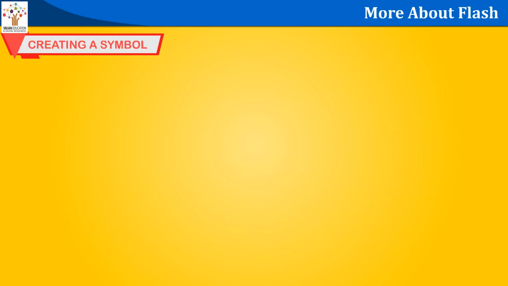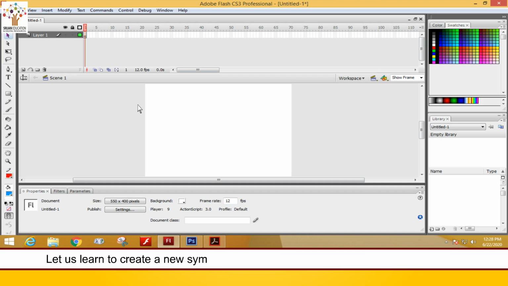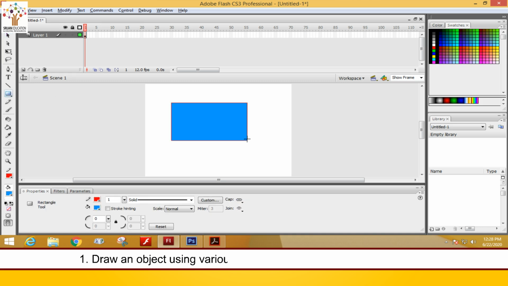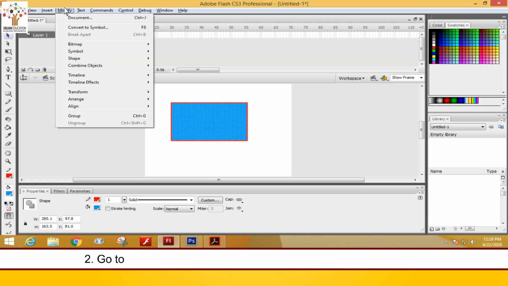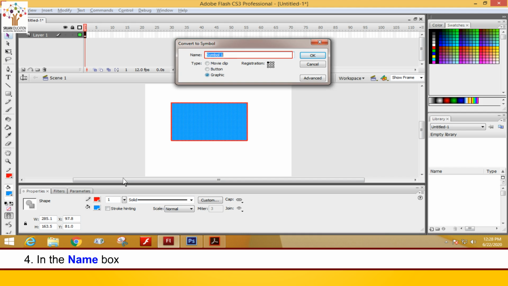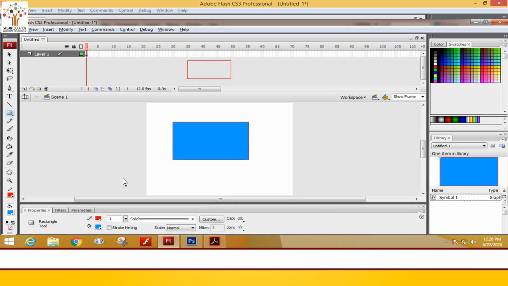Creating a symbol. Let us learn to create a new symbol on the stage by following the steps given below. Draw an object using various tools or select any object on the stage. Go to the Modify menu and choose the Convert to Symbol option. The Convert to Symbol dialog box appears. In the Name box, type a name for the symbol and choose the Graphic option in the Type box. Click OK to complete the process.